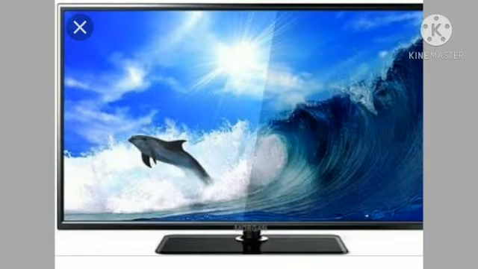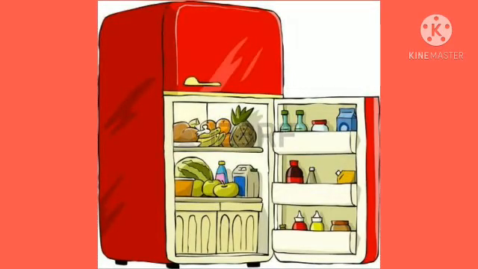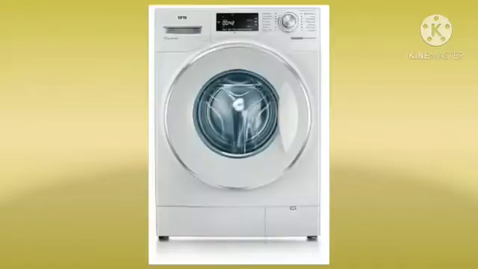This is a TV. It is a machine. It uses electricity to work. We use TV to watch cartoons and movies. This is a refrigerator. It is a machine. It uses electricity to work. We use refrigerator to keep food and drinks cold and fresh. This is a washing machine. It uses electricity to work. It is used to wash dirty clothes.